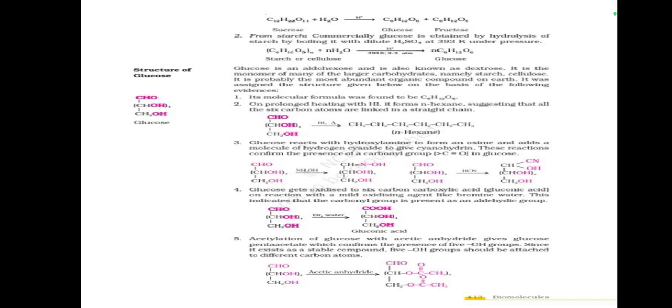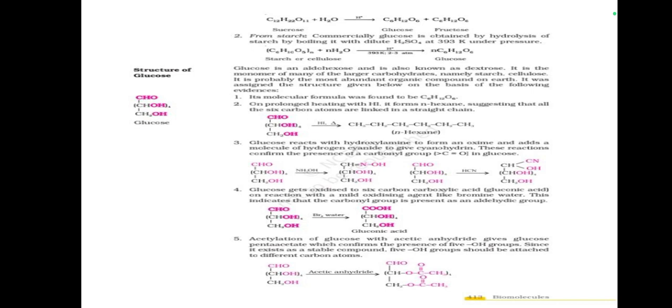Glucose reacts with hydroxylamine to form an oxime and adds a molecule of hydrogen cyanide to give cyanohydrin. These reactions confirm the presence of a carbonyl group, C double bond O, in glucose. Glucose gets oxidized to the 6 carbon carboxylic acid, gluconic acid, on reaction with a mild oxidizing agent like bromine water. This indicates that the carbonyl group is present as an aldehyde group.